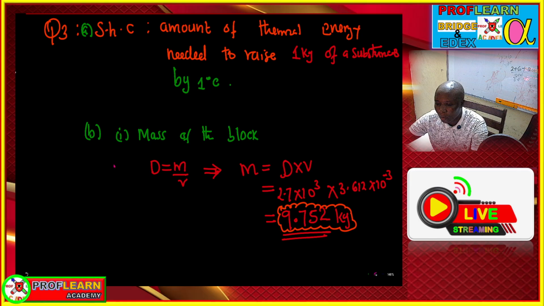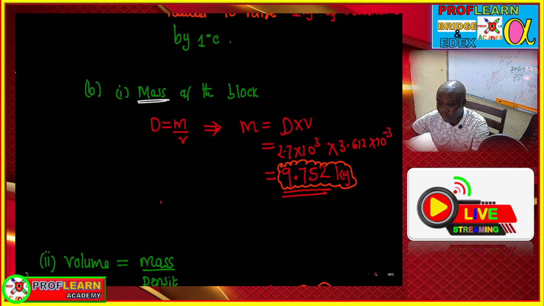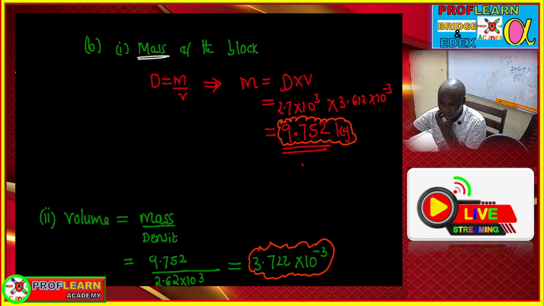For part B Roman 1, the students were supposed to work out the mass of the block. What they were supposed to remember is that density is equal to mass over volume, and then use the information provided to arrive at 9.752 kg.